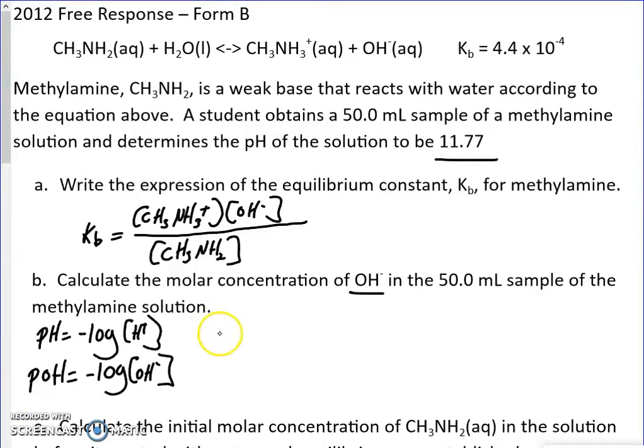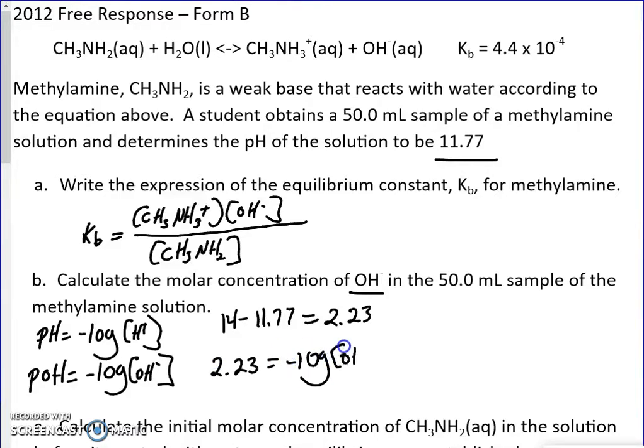If you remember how to calculate pOH from pH, you just take 14 minus the pH, which is 11.77, and that's going to give us a pOH of 2.23. So we can set up that equation. 2.23 is equal to the negative log of the hydroxide ion concentration. First thing we have to do is get rid of the negative sign, and we bring that over. Next we have to get rid of the log, which means we take 10 and raise it to the log of hydroxide, and 10 raised to the negative 2.23.